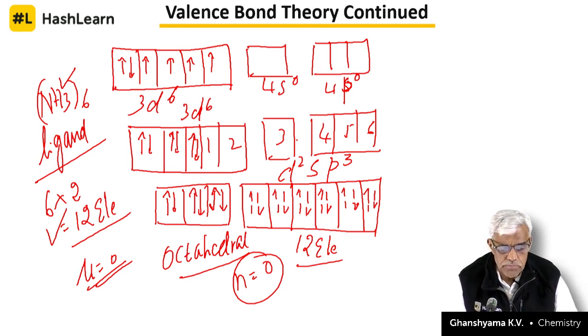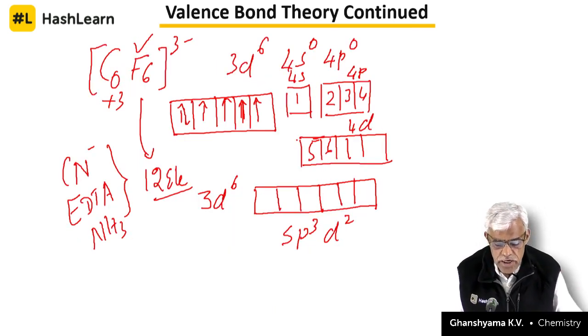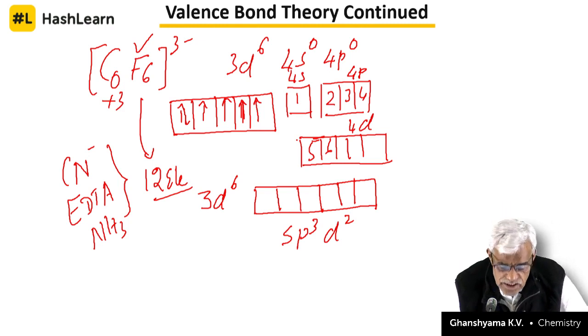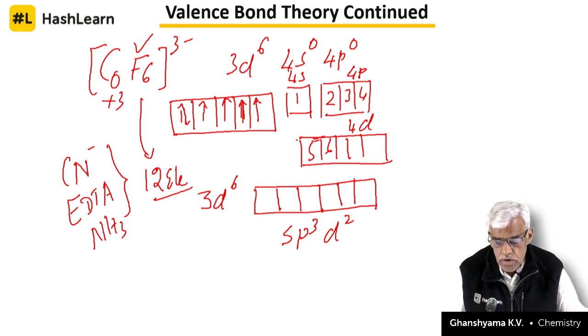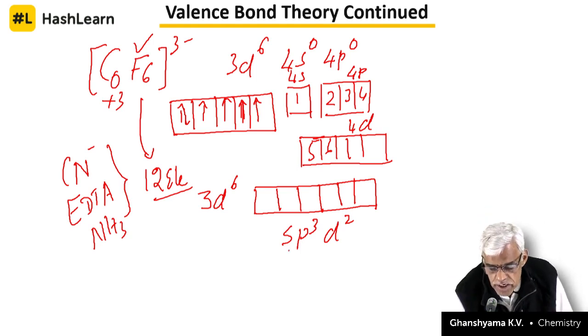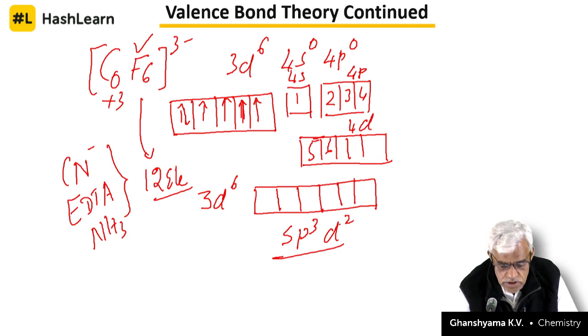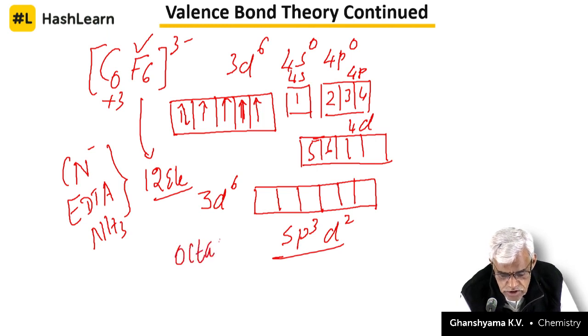3d is used up, pairing will take place, whereas here pairing will not take place. 3d6 will remain as 3d6. So it will borrow 2 orbitals from 4d, sp3d2. Instead of d2sp3, it forms sp3d2. This is also octahedral.